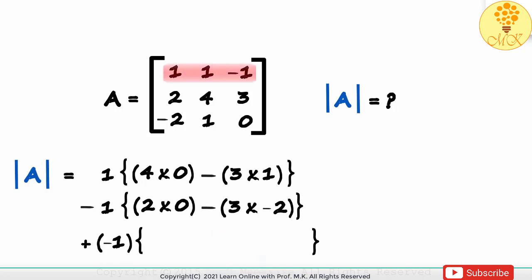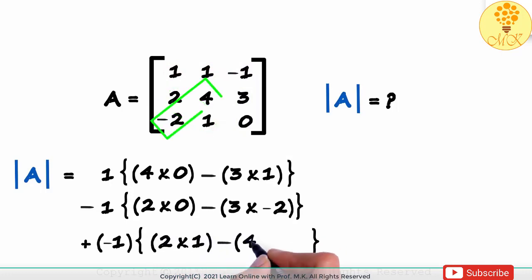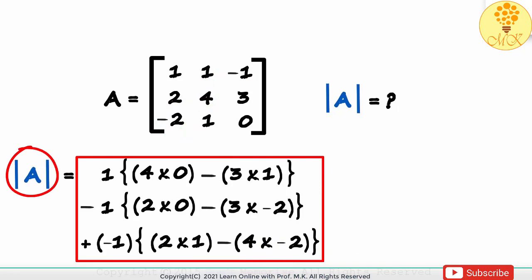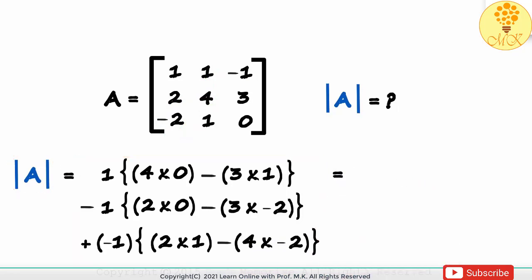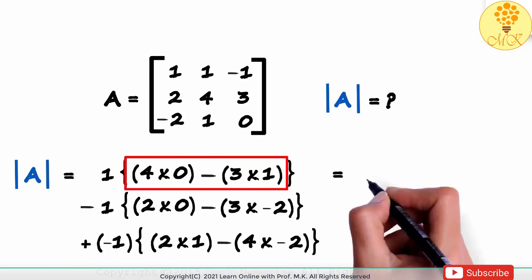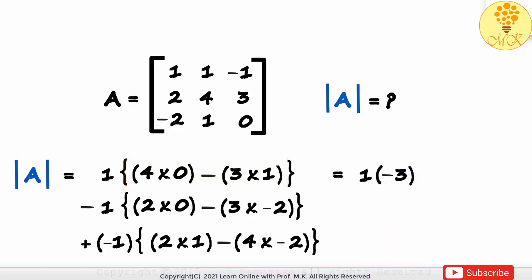After excluding this row and this column, this is what remains. Its determinant will equal 2 times 1 minus 4 times minus 2. Yes, the value of this will be the determinant of A. Let's calculate it here. 4 times 0 minus 3 times 1 will equal minus 3. So we have 1 times minus 3 here. 2 times 0 minus 3 times minus 2 is 6. So we get minus 1 times 6 here. And minus 1 times 10 here.